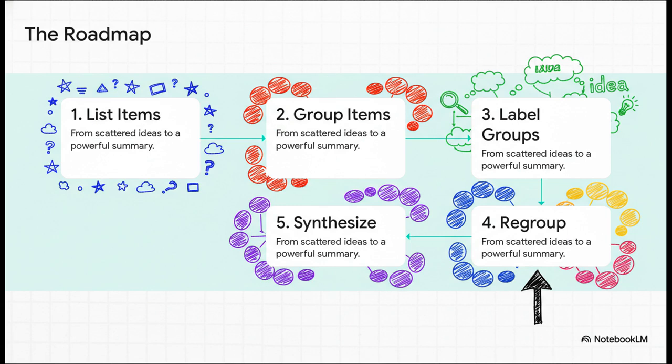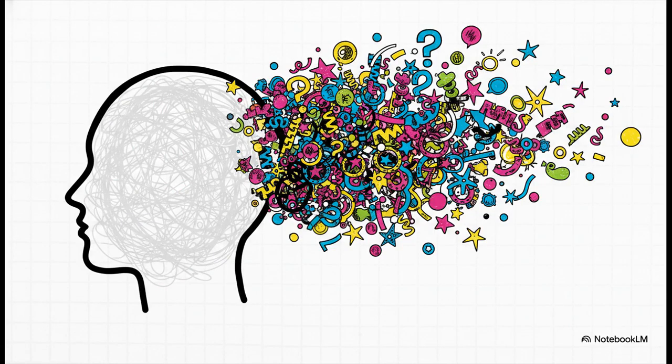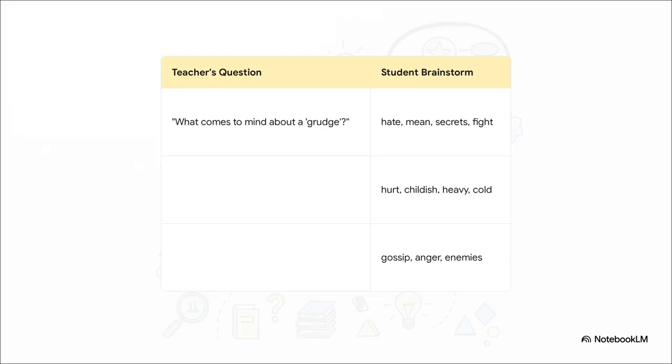You see, each step builds logically on the last one, guiding the learner from a bunch of scattered ideas to a powerful summary they built themselves. So the whole thing kicks off by just getting all the raw data out on the table. No judgments, no organization yet, just a pure brain dump of ideas related to whatever the topic is. A teacher might start things off with a simple focusing question, like, what comes to mind when you hear the word grudge? Then, students just brainstorm everything they can think of.